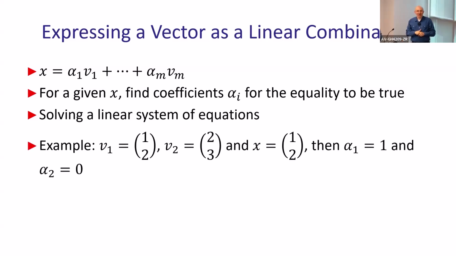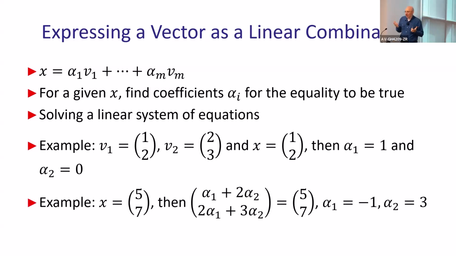So here is an example. Let's say you want to represent particular vectors, and you have v1 equals 1, 2, v2 equals 2, 3, and your x that you want to represent is 1 and 2. Here the answer is obvious. You don't need to solve any system of equations. It's just one of the first kind plus 0 of the second kind, because the vector that you want to represent is already the first vector that you have, all right?